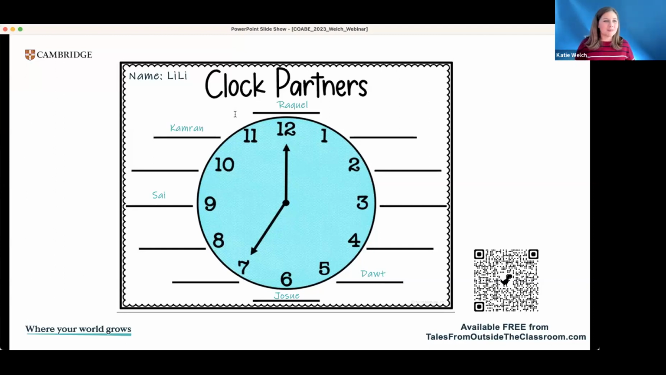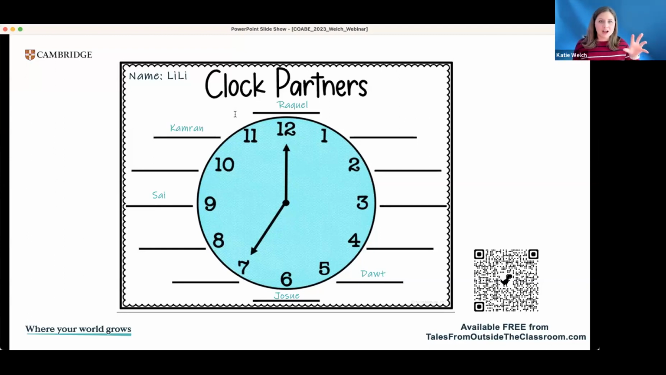Instead, at any point in your class, you could say, go find your 1 o'clock partner, and they can look on their clock and find who they are supposed to work with at 1 o'clock. And they go find that particular person.